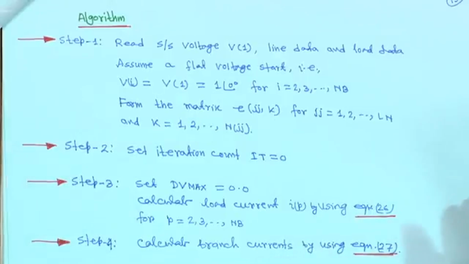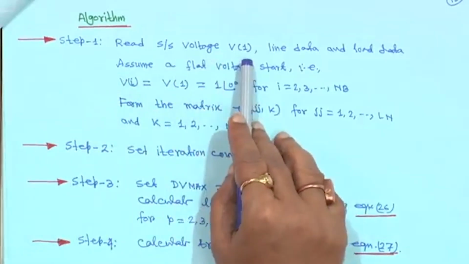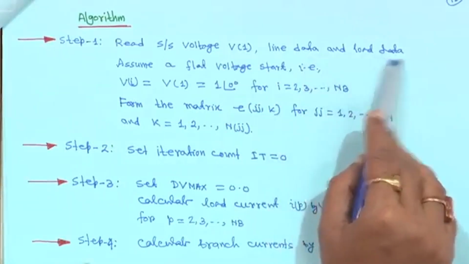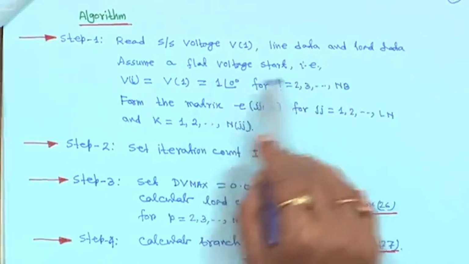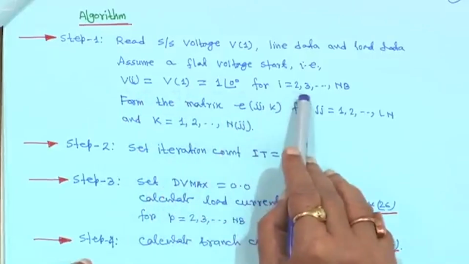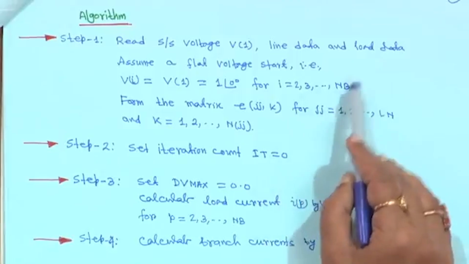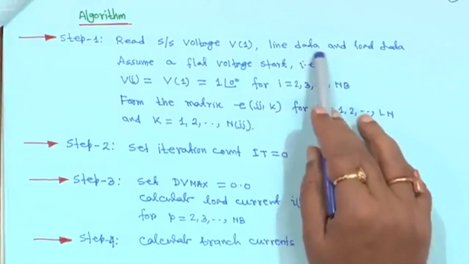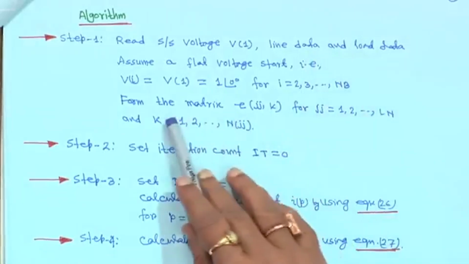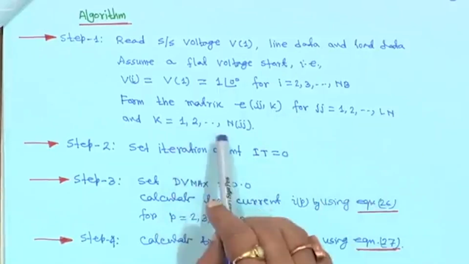So, the algorithm is, in step 1, read substation voltage, that is V1, line data, that is R and X values, and load data, that is PL, QL, right. Assume a flat voltage start, that is Vi is equal to V1 is equal to 1 angle 0, say for i is equal to 2, 3, up to NB, the total number of nodes, right. This is substation voltage, line data means nodes, branch, everything will come here in the line data, right. Now, from the matrix you form the matrix E j j k for j j is equal to 1 to Ln and then k is equal to 1 to Nj.